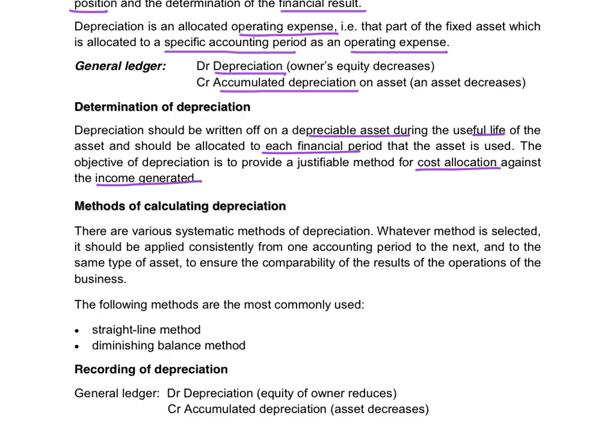There are various systematic methods of depreciation. Whatever method is selected should be applied consistently from one accounting period to the next period on the same type of asset, so that you will be able to compare the results from one year to the next year, and you will also be able to compare it to the results of competitors. The following methods are the most commonly used: straight line method and diminishing balance method.